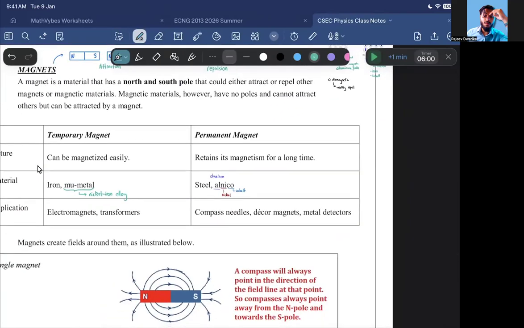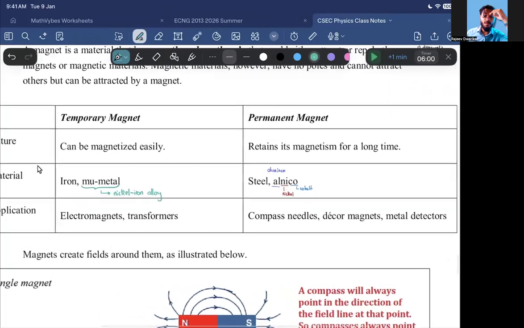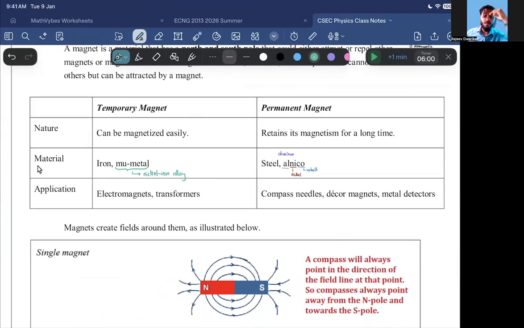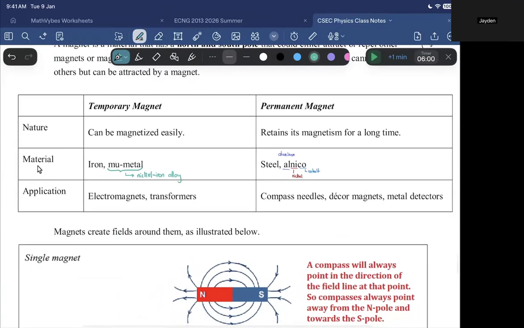A little intro to a course for electrical engineers. Magnetism 101. So for temporary magnets, you might use iron, or a nickel iron alloy. For permanent magnets, you might use steel or aluminum, nickel, cobalt. I'm going to verify that because these are not my notes. I just use it because it's convenient.